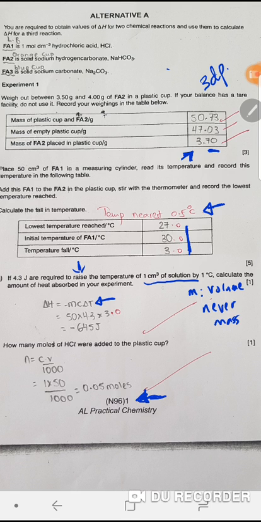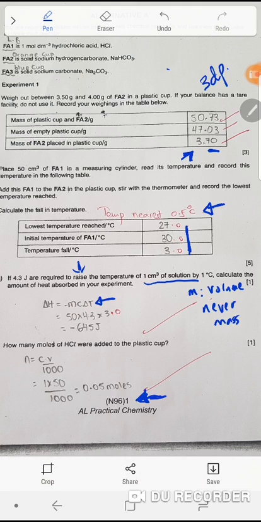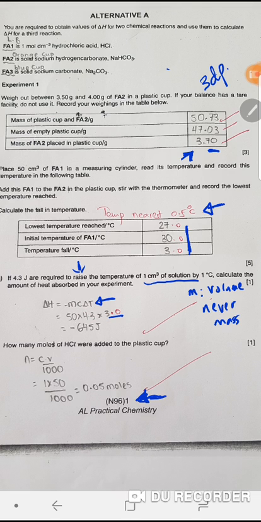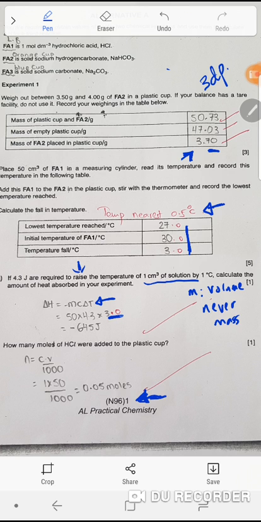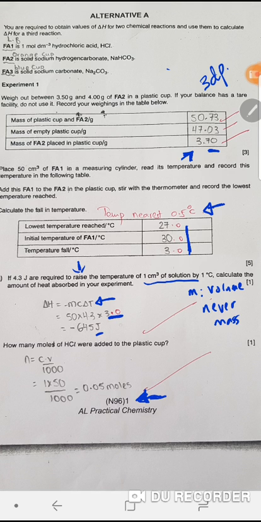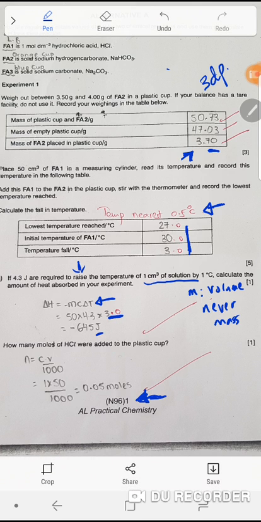And here it has correctly been done, which is 50 times 4.3 times 3.0. You see, again, the nearest 0.5 degrees Celsius. The answer is always in joules. How many moles of HCl were used? That was easy. Number of moles equals concentration times volume over 1,000, and that amounts to 0.05.